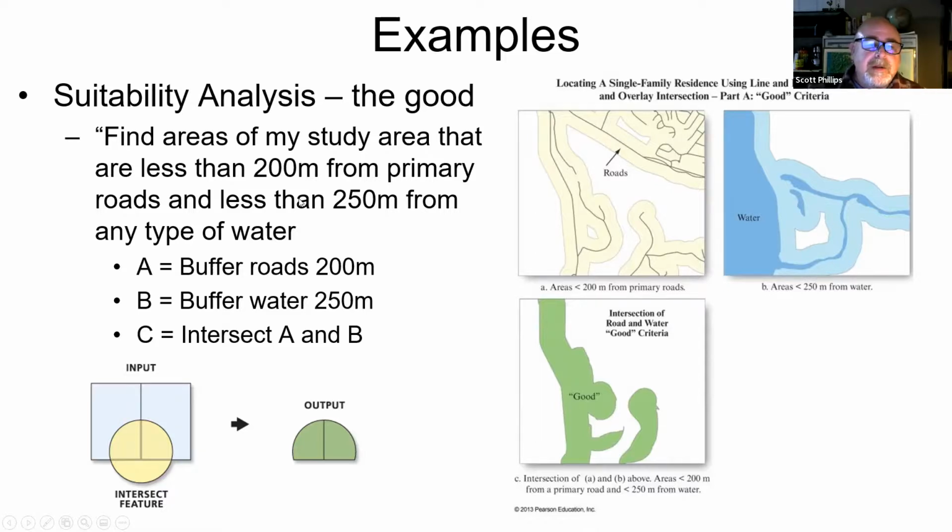Second, less than 250 meters from any type of water. So we create a buffer on the water features. Now we have a polygon of 200 meters from the roads, a polygon of 250 meters from water, and where the two overlap, we can use an intersect operation to get only the overlapping area. Now this is the area that has met our criteria. This is a suitable place for whatever it is we're trying to do here.